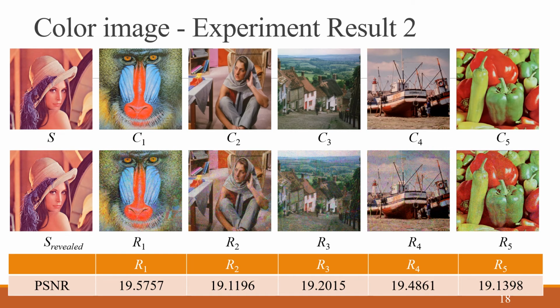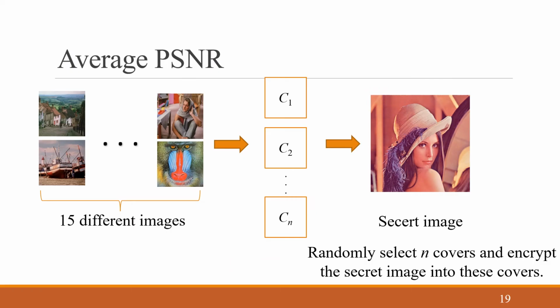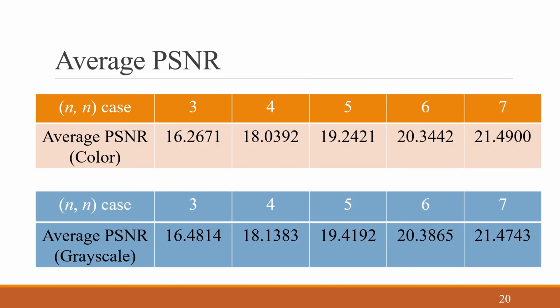This page shows our experiment result of algorithm 6. The PSNR of each share is also around 19, so we can see a few traces on the shares. Similar to the previous method, we randomly select n covers from 15 different color images and do camouflage with these covers. The orange table is the experiment result of color images, and the blue table is the average PSNR of grayscale images. It's easy to see that the average PSNR in the orange table is similar to the value in the blue table for each case.